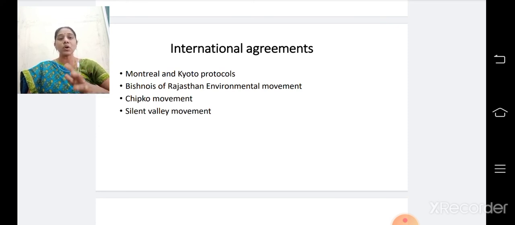To avoid this, the Montreal Protocol came. Like that, the Kyoto Protocol is also to control greenhouse gases, like excess CO2. Because of greenhouse gases, we are getting the greenhouse effect. Temperatures are increasing, ice caps are melting, and sea levels are also increasing. The coastal areas are submerged because of this greenhouse effect. So the Kyoto Protocol came to control these greenhouse gases.